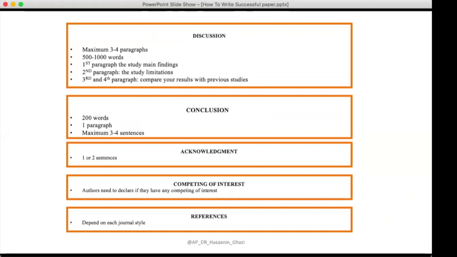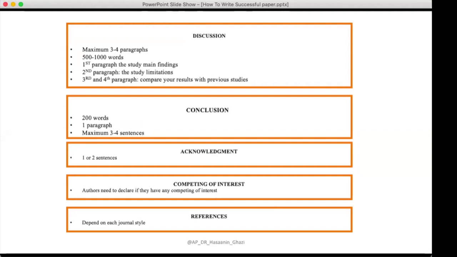Competing of interest, of course, you have to declare that you don't have any competing of interest. And of course, the reference depends on the journal style. You have to read the author guidelines. Some journals use Harvard, some use APA style, some use Vancouver. So it depends on the journal style. And this is very important.